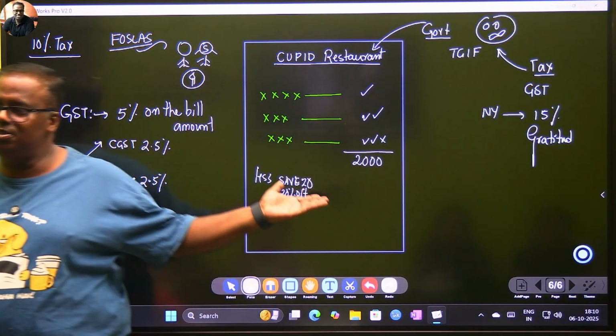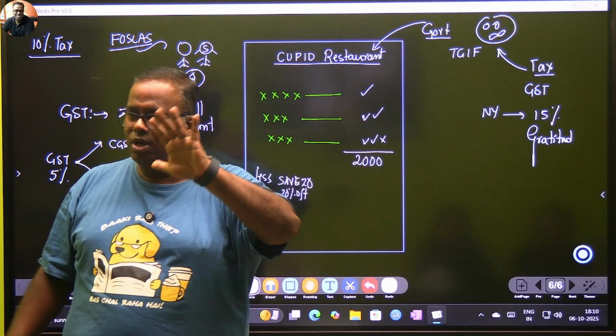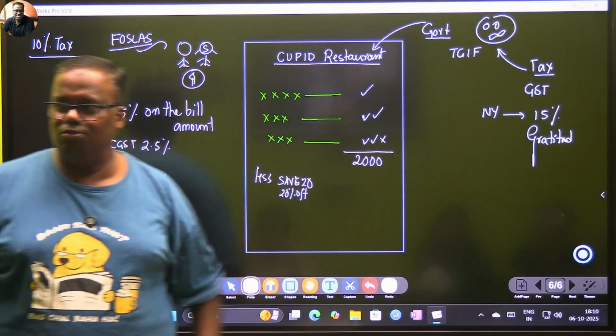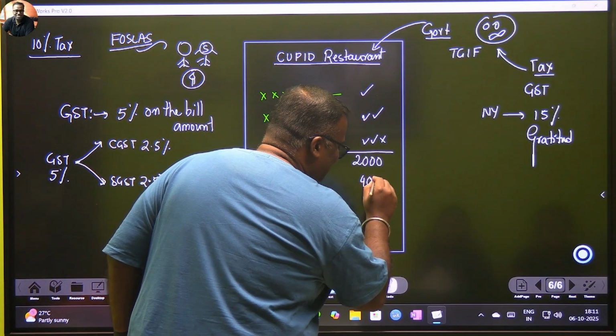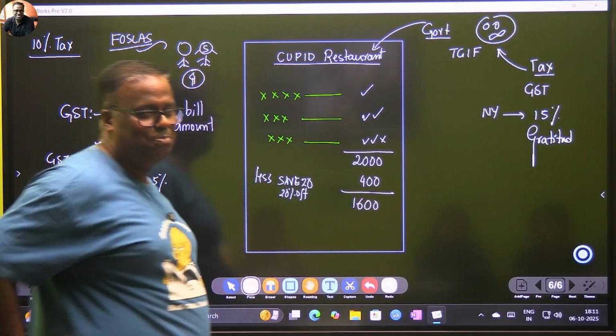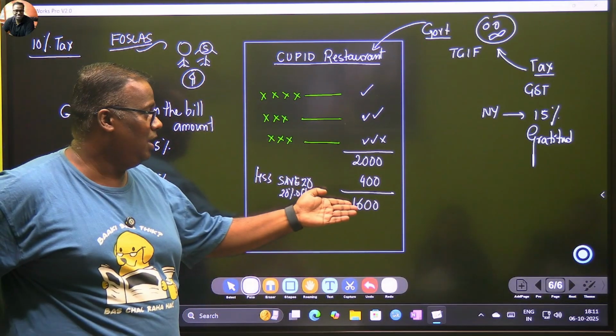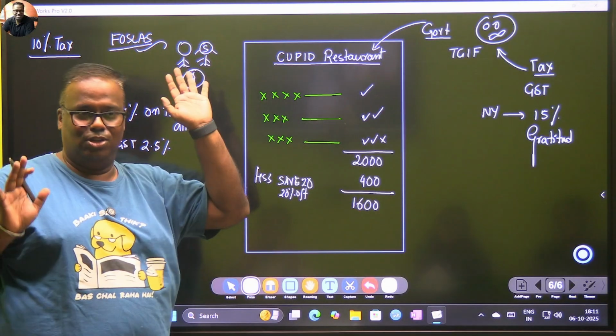Come children. 10% of this is how much? 200. Another 10% is how much? 200. So total how much gone? 400. He is also super clever. So he took away 400. Now the bill is 1600. His pocket is happy, and someone is also happy.